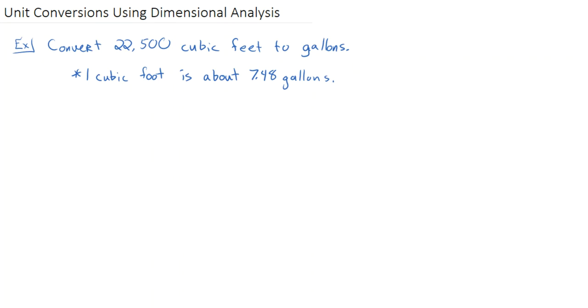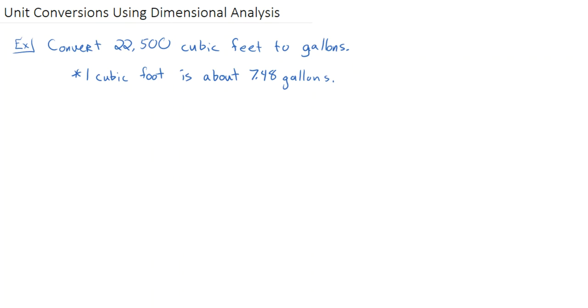In this video, we're going to use dimensional analysis to convert units. When we talk about unit conversion, that means taking feet to inches, which isn't the kind we're going to be doing here. We're going to be doing more complicated ones like cubic feet to gallons. For example, convert 22,500 cubic feet to gallons.